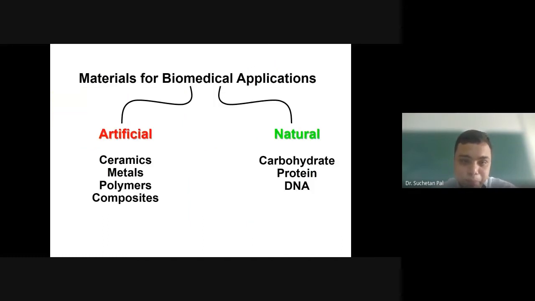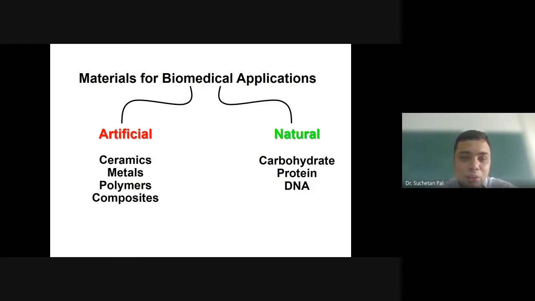Okay, so you can make these materials using artificial materials. For example, you can use glass or ceramic materials, metallic material, for example, steel, titanium, those kind of material, metal alloys. Polymers are largely used for biomaterials, and composite means you can combine two of them together or three of them together and you can make a composite material. Okay, these are the classes of artificial material.